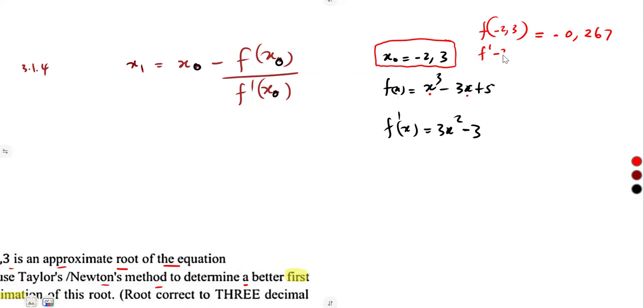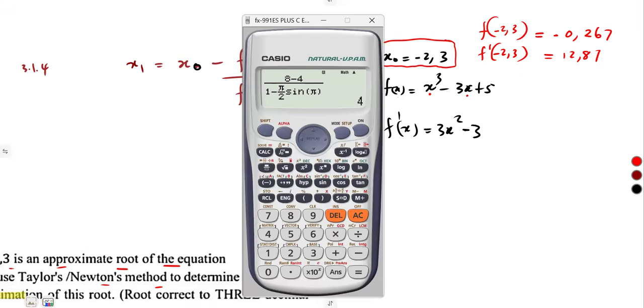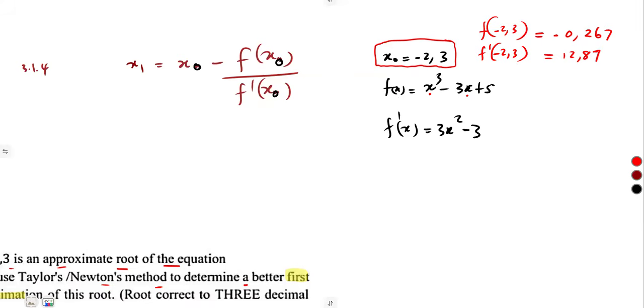Then for the first derivative, you do the same thing. Substitute minus 2.3 in place of x. That is 3 open bracket x, our x being minus 2.3, close it and square, then subtract 3. This is what you're going to have, 12.87.